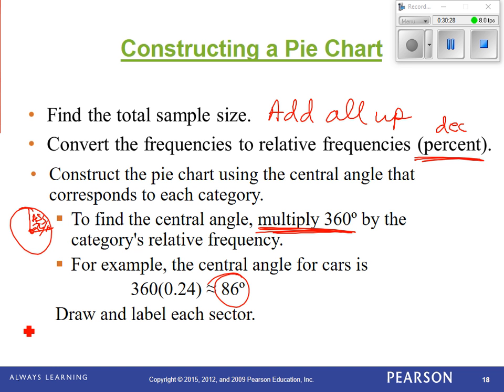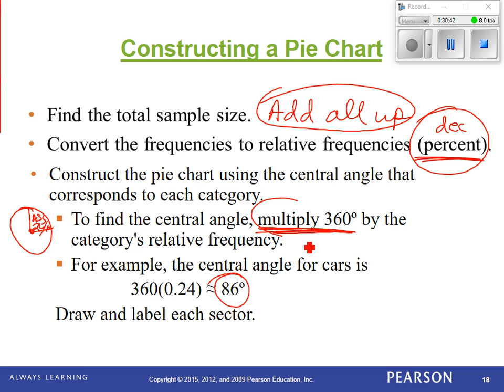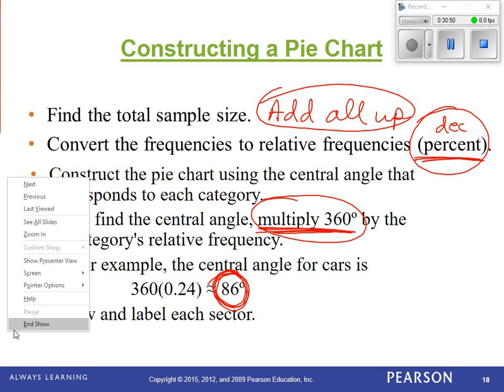So main things, when you're making a pie chart, add them all up. Change everything to a decimal or percent, and you do that by just taking each category divided by the total. Take that decimal, multiply it by 360. That's going to tell you what each angle is. Then you can draw each sector in your pie chart.